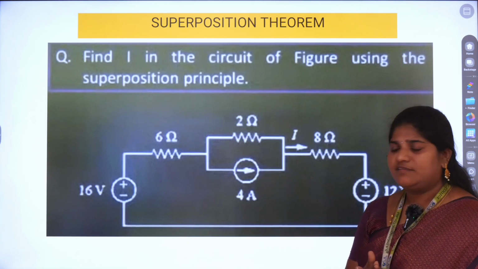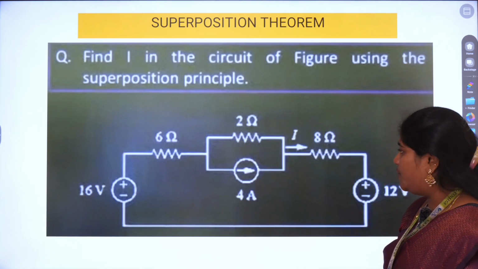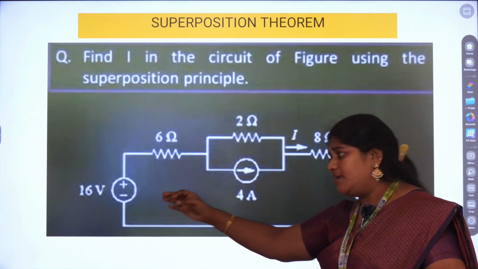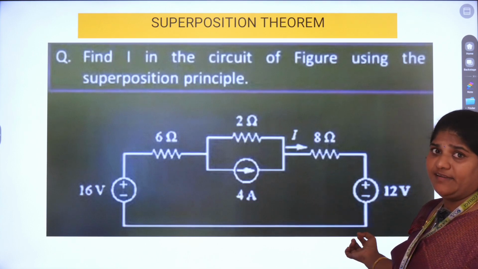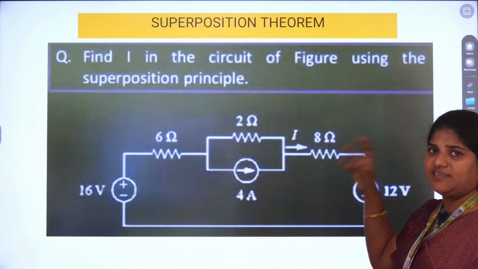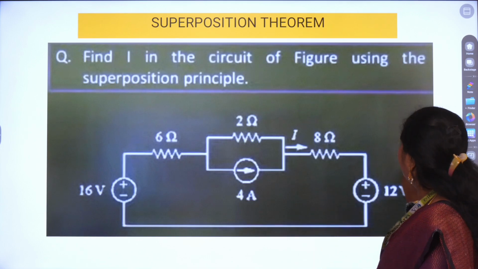Yeah, there are no hard rules here, but we have to see what is the contribution made by this 16 volt battery, this 4 amps current source, and this 12 volt battery supply. If we have such an understanding, then the superposition theorem is very much understood.